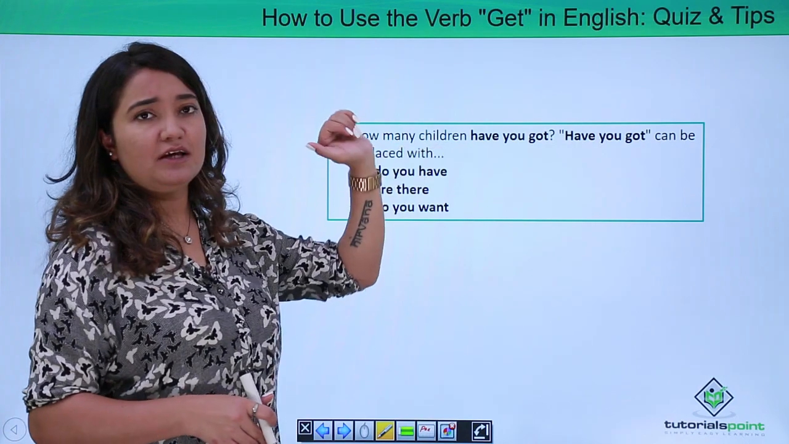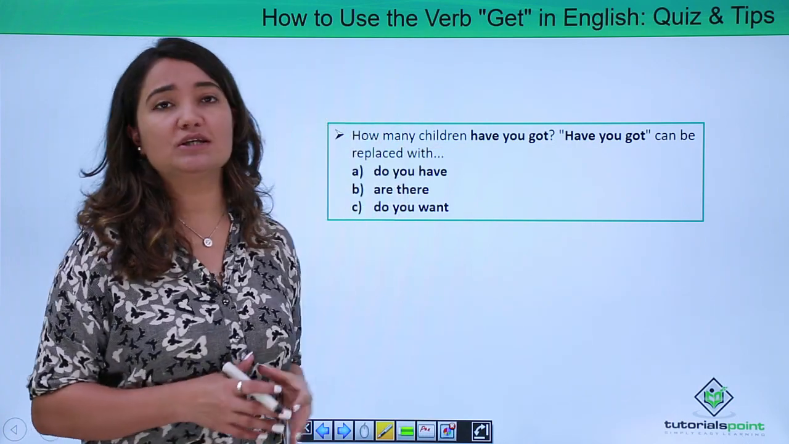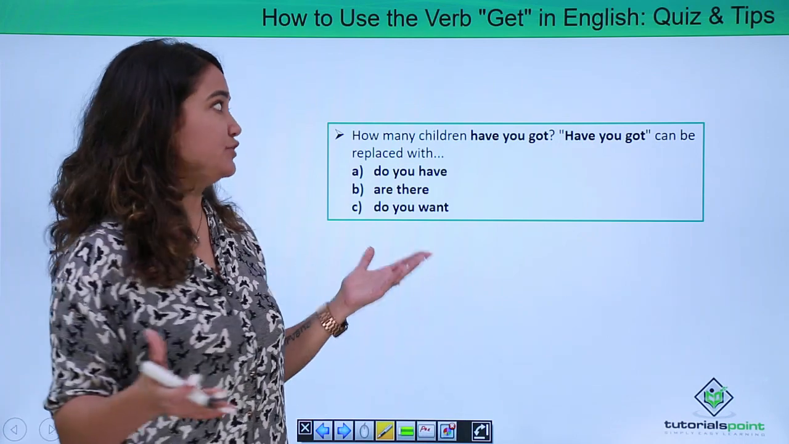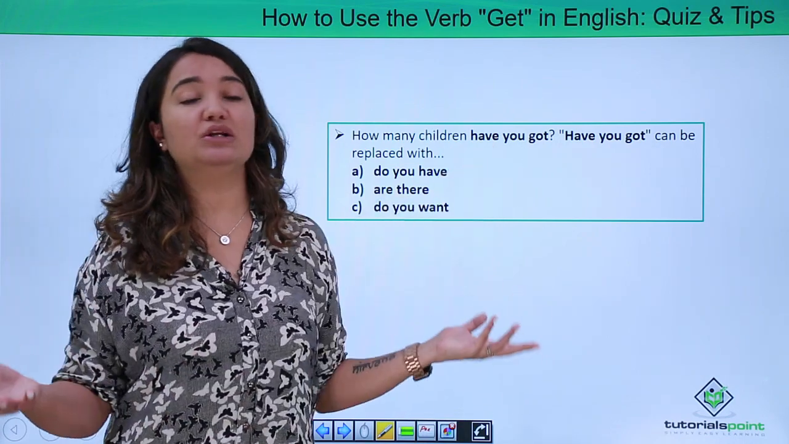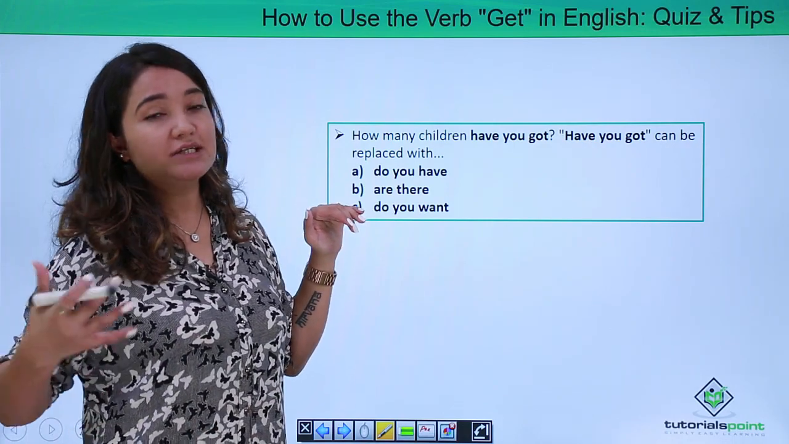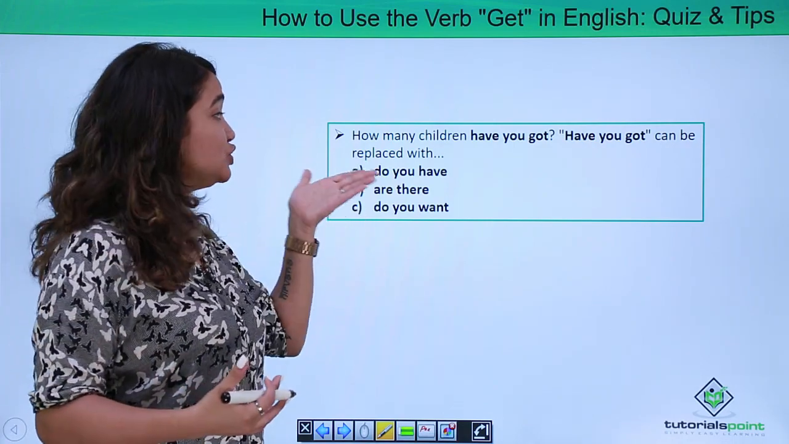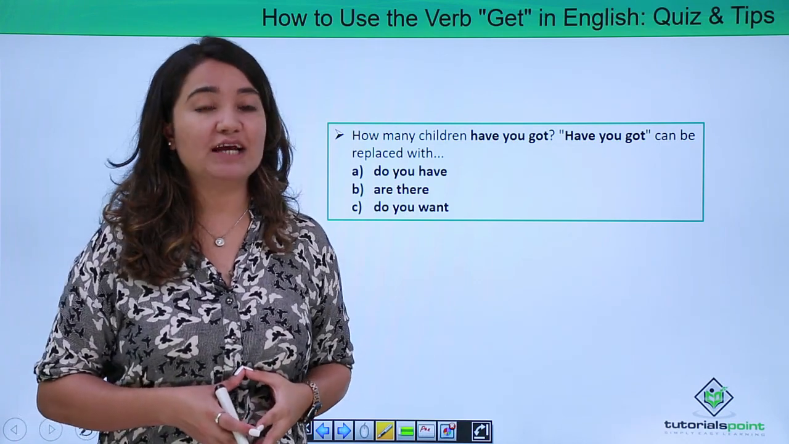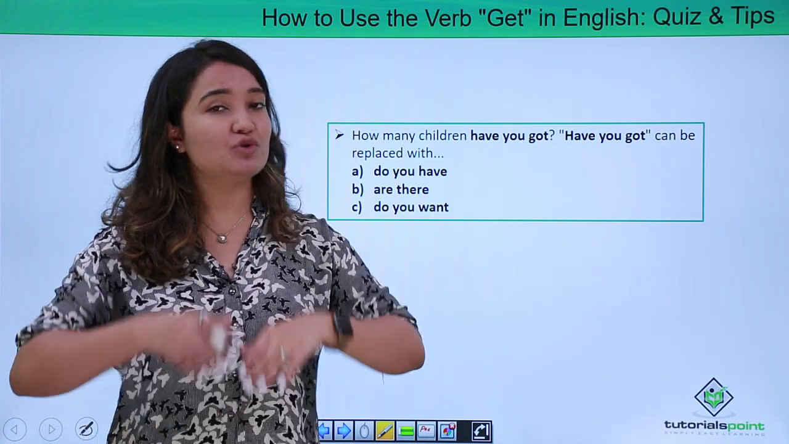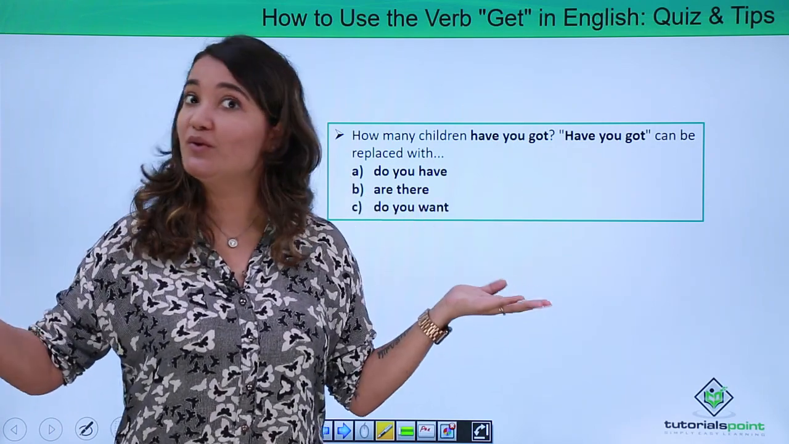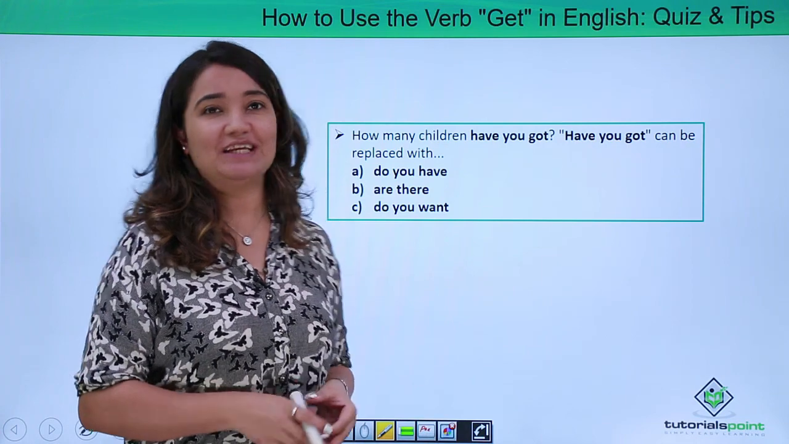How many children have you got? Well, have you got here again uses get, right? So got is another form of get, and have you got actually, what does it mean in this sentence? Do you have is the right answer. So have you got here means do you have. So every time the context changes, the meaning changes, but the word remains the same. That is the beauty of English.